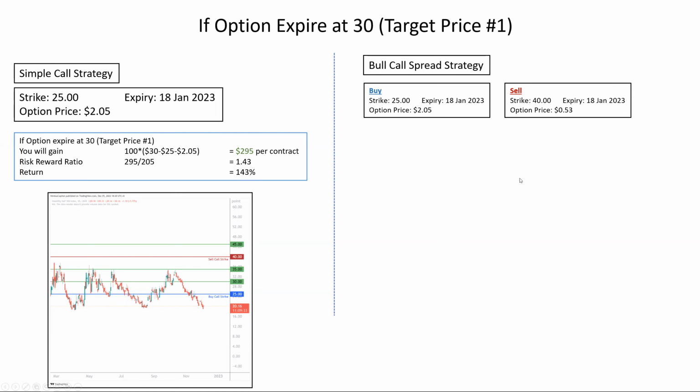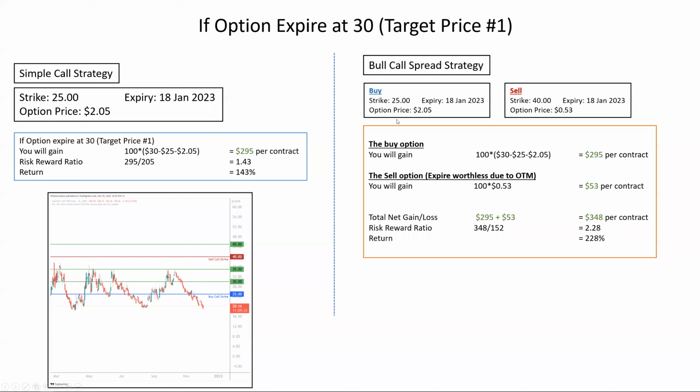Now let's calculate our profit if the option expires at 30. We calculate separately. On the buy side, it's exactly the same thing. You will get $295, but because 30 is still below your $40 sell strike, your sell side will still expire worthless, meaning you are going to get the $53 premium also. So your net gain is actually increased by $53 compared to just a simple call option alone, meaning you'll get $348 per contract.